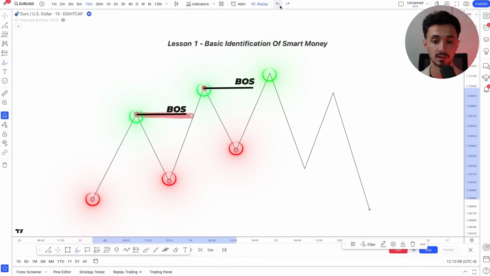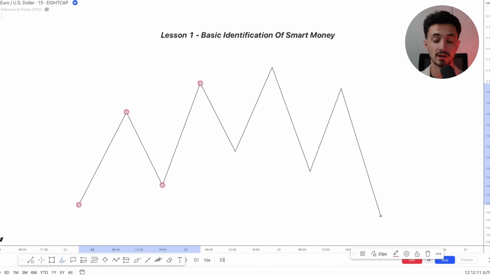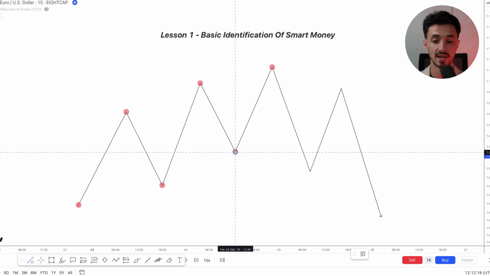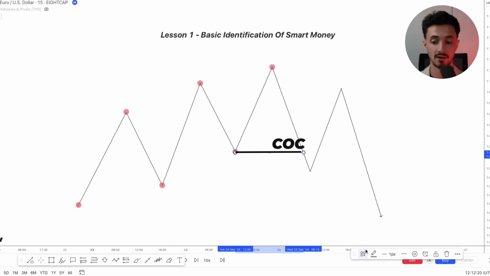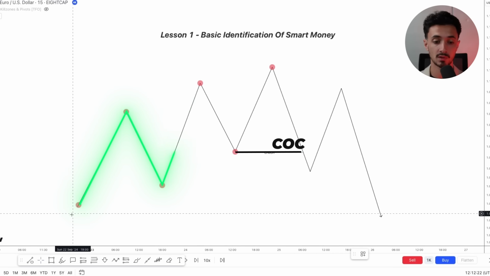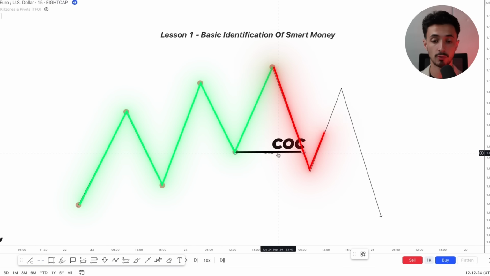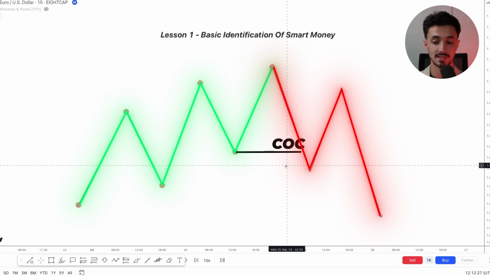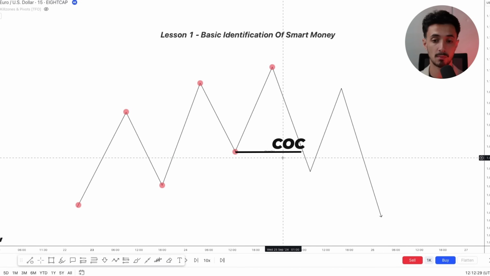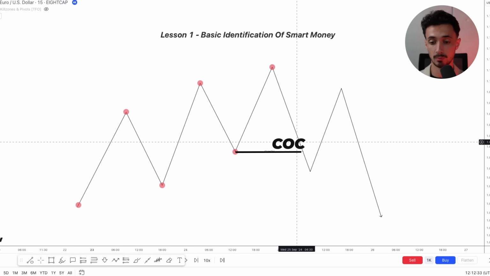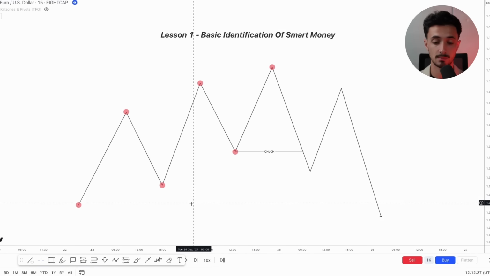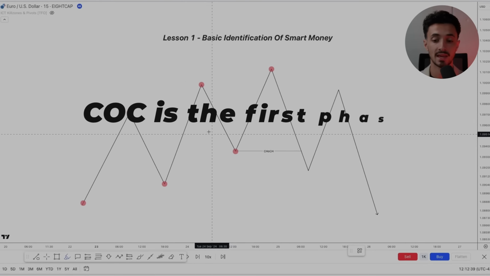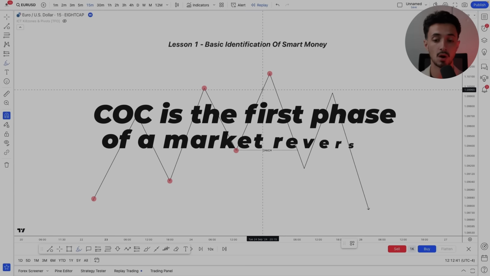And now at some point, like in every market, the trend will shift. At some point you will be trading bullish like this. And then eventually you'll have what we call a change of character. The change of character is essentially the shift from bullish to bearish, or it could also be bearish to bullish. If you think about the market as 2 characters, a bull and a bear, we shift from bullish to bearish or bearish to bullish. That is a change of character. It's very simple. The change of character is the first phase of a market reversal.